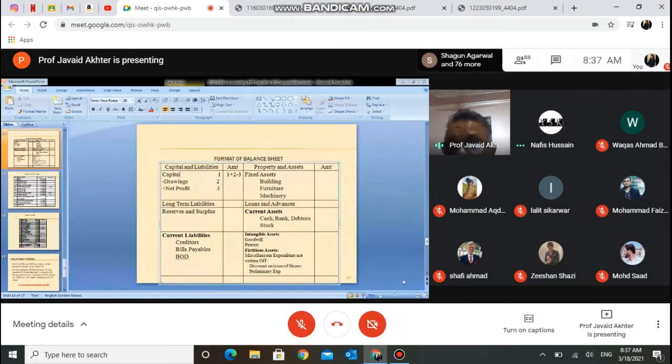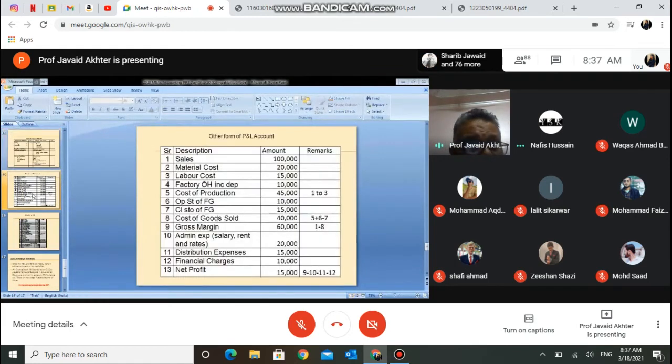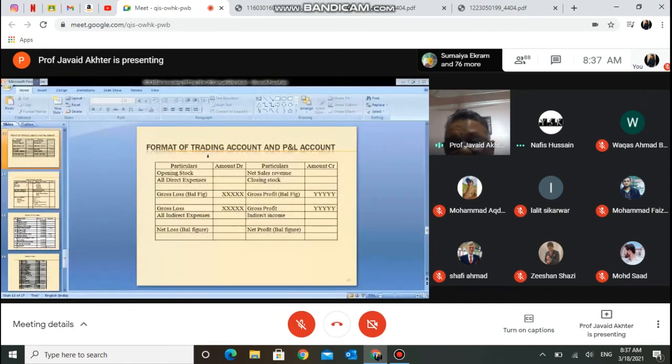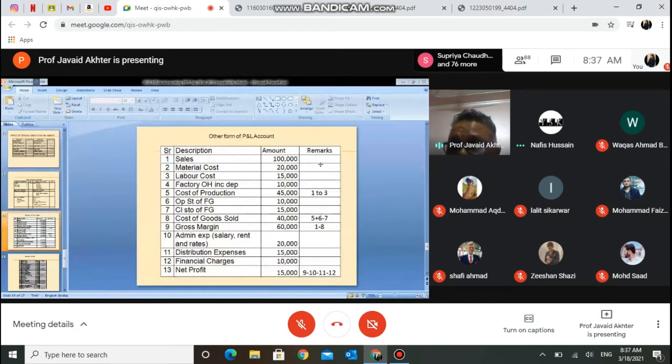So if we move this screen, there is a possibility of showing the profit and loss account in this form also. The one that you saw was like this: on the debit side, you were writing expenses, and on the credit side, income. Another form of profit and loss account could be in this form, wherein you calculate the profit like this.